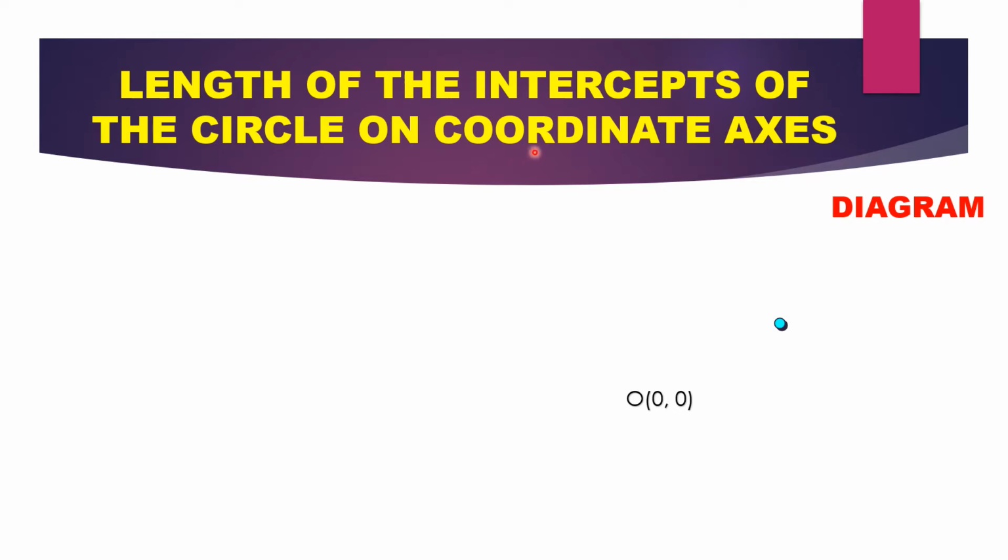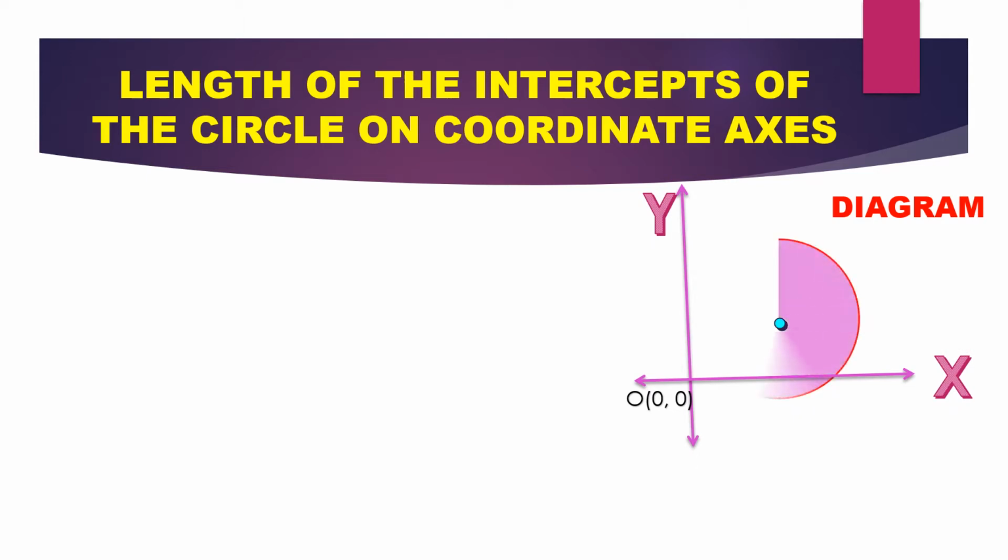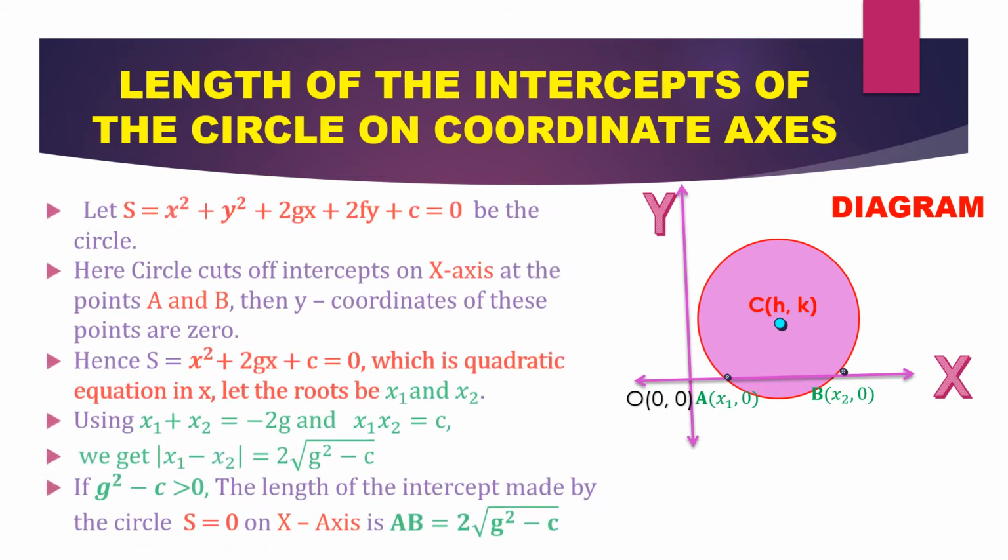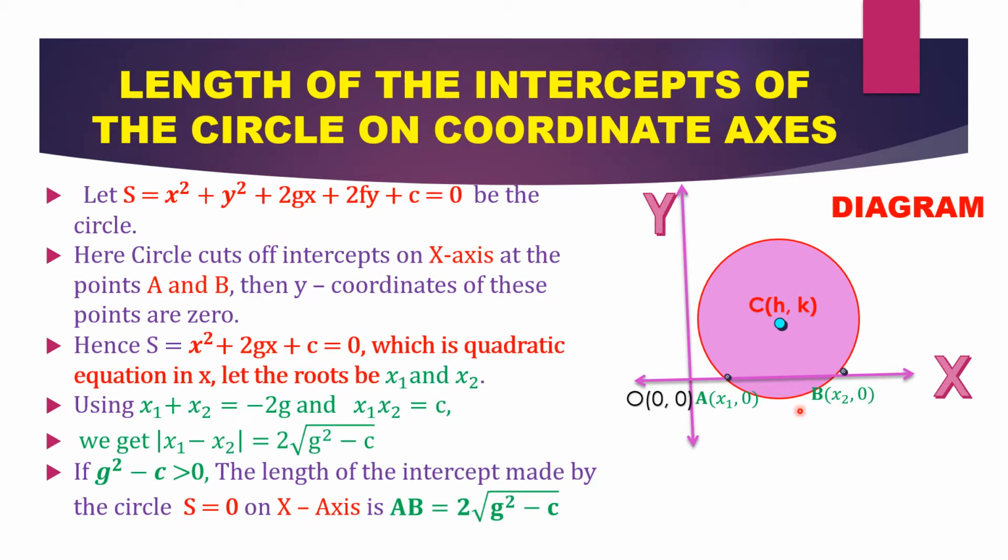Now we go to the length of the intercepts of the circle on the coordinate axes. First we observe the diagram. Here we see that the circle cuts off intercepts on the x-axis at 2 points A and B. These points lie on the x-axis, so the y-coordinates of A and B are zero. Now put y equals 0 in the given equation of the circle, then it becomes x square plus 2gx plus c equals 0, which is a quadratic equation in x.